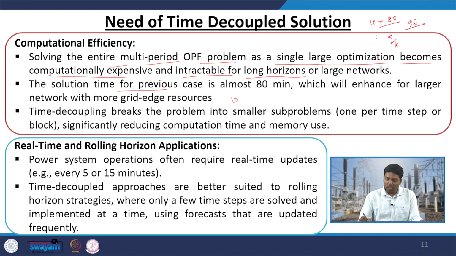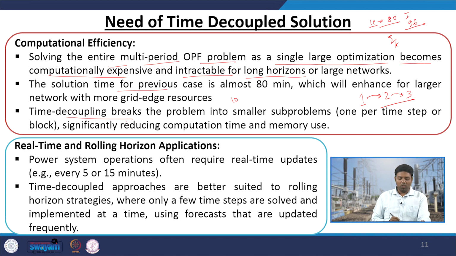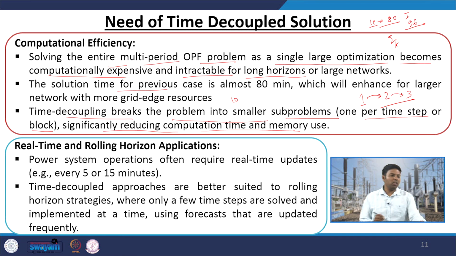So, if you can decouple the time option, that means you can solve each time step differently. You will first solve for time step 1, then you will move to time step 2, then time step 3, and then you have a good solution algorithm, if you can do it. Okay? So, time decoupling, if you can do that, will break the problem into smaller subproblems, one per time step or block, significantly reducing the computation time and memory use.